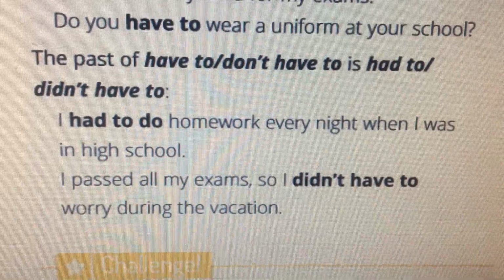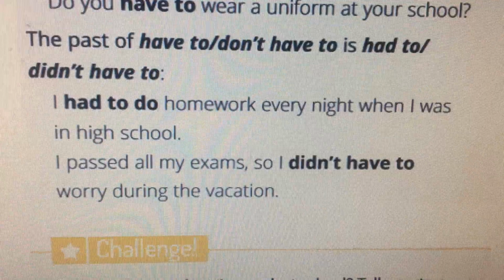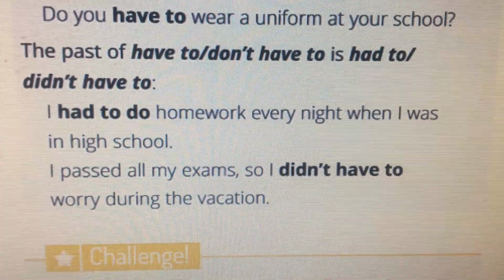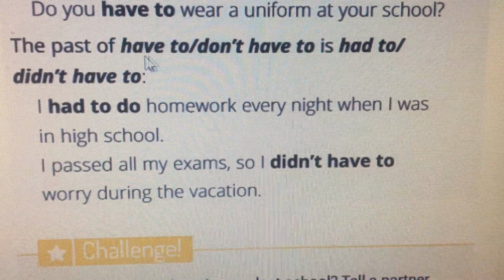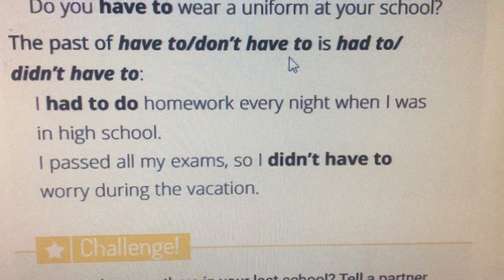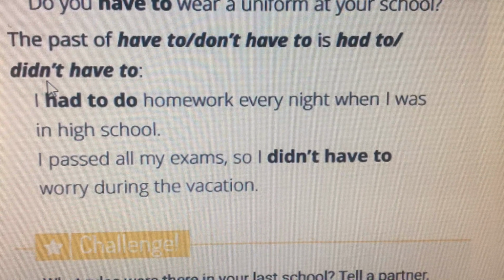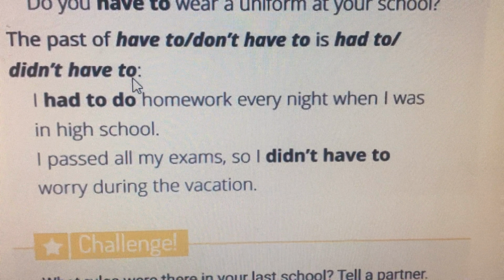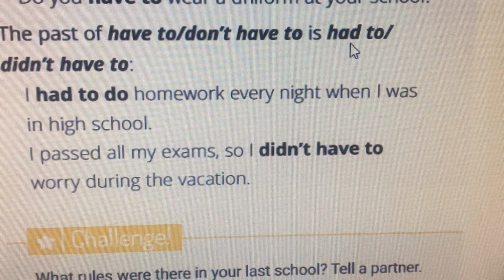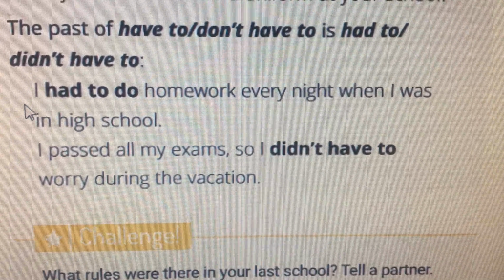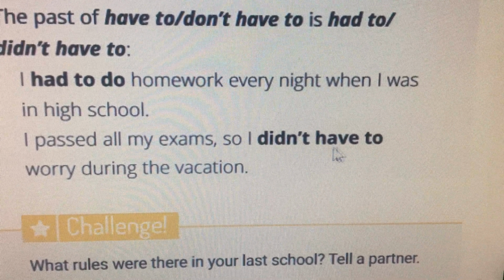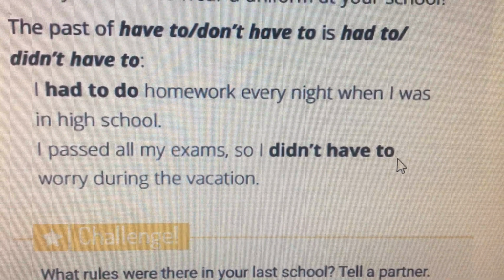And the past of have to, don't have to is had to, didn't have to. Look closely at that. Have to changes to had to. Don't have to changes to didn't have to. We keep have. This one we changed to had. I had to do homework every night in high school. Didn't have to.